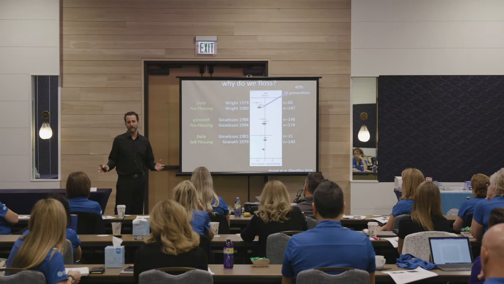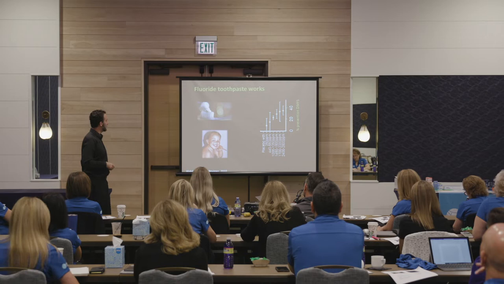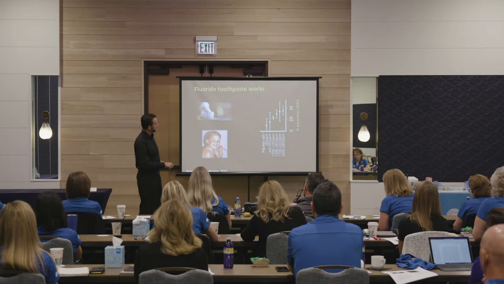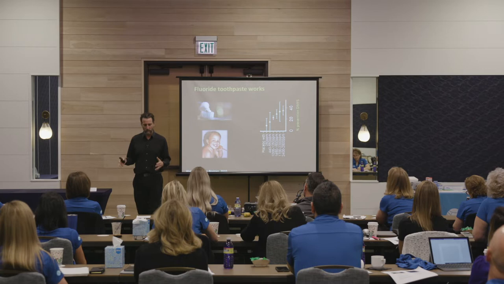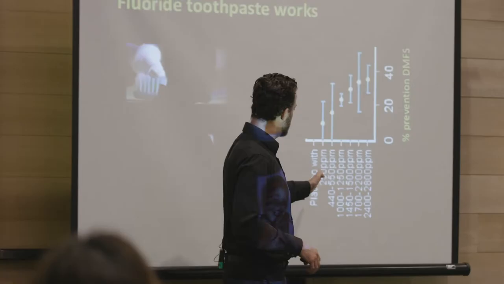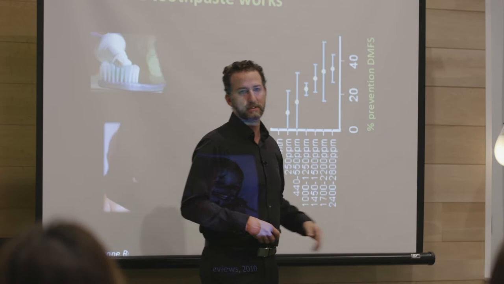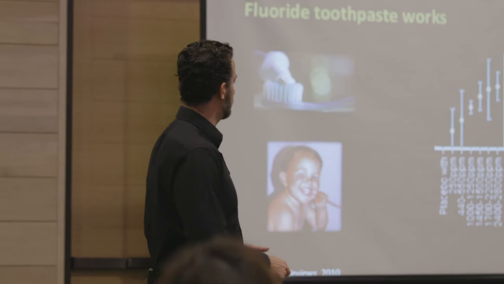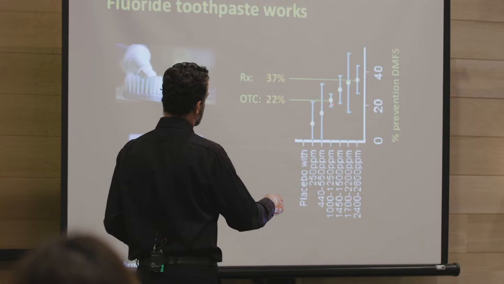Cool. Fluoride toothpaste works. It's a simple strategy. It's a really useful set of skills. What this plot is that each of these dots are also a summary of lots of clinical trials. And these are different concentrations of fluoride toothpaste that have been studied over the decades. And in other countries, there's different products that have these different concentrations. And so in this country, our over-the-counter product is right around 22% less cavities.